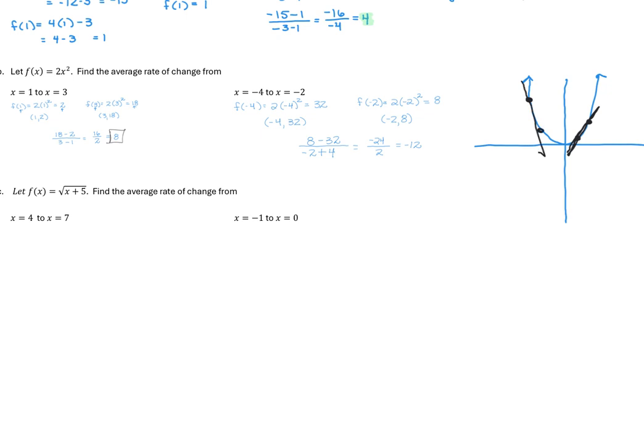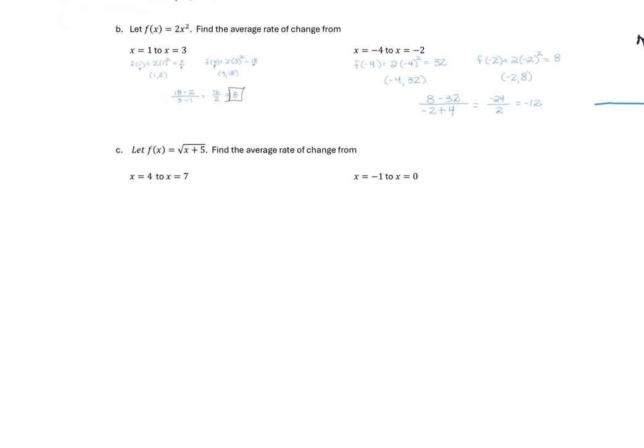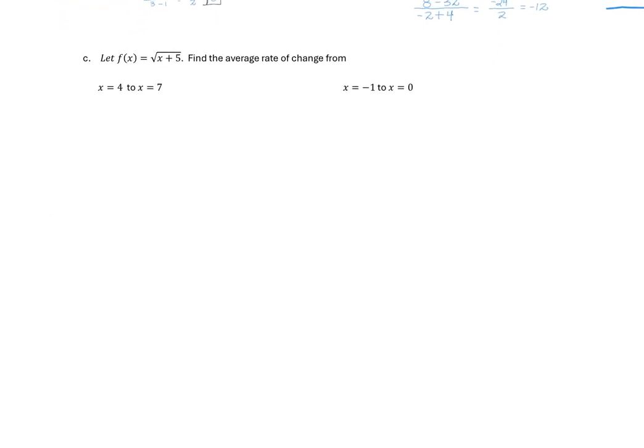But if you notice, we have a negative slope, if we call it slope, on the left side, which means that it's going down from left to right. When we look at from 1 to 3, we're on the right side of the parabola, and we are going up from left to right. All right, let's look at one more and see what we can do with it.